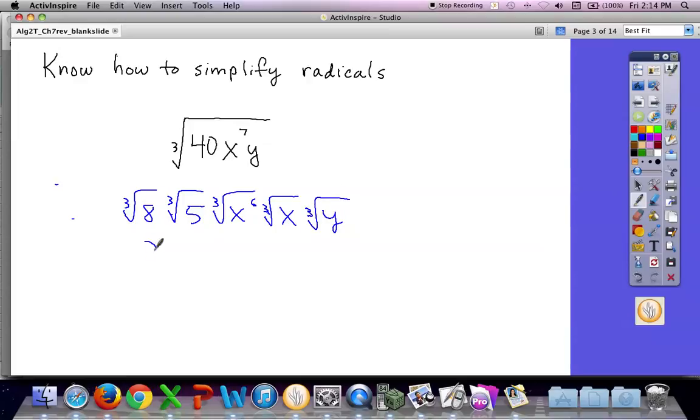In this case, that's 2 times the 3rd root of 5. How many x's come out of the 3rd root of x to the 6th? 2, right? 6 divided by 3 is 2, so x squared. The 3rd root of x can't be simplified, and the 3rd root of y can't be simplified. So then we put together all the things outside the radical, 2x squared, and all the things inside the radical, the cubed root of 5xy.